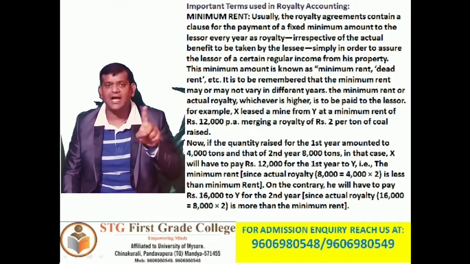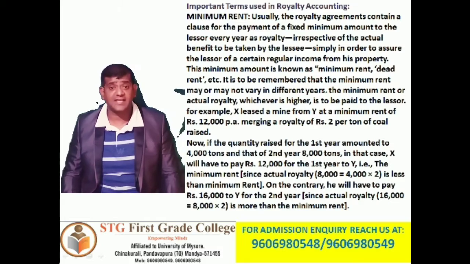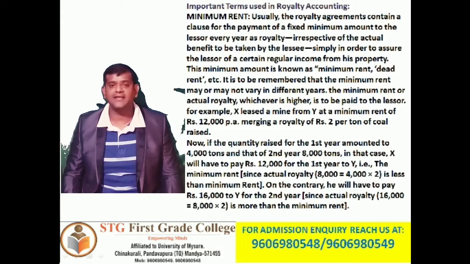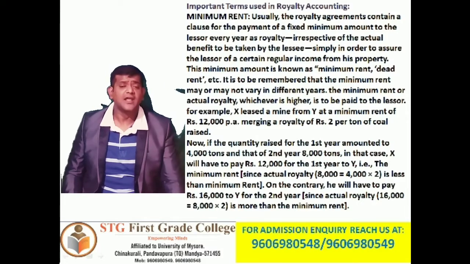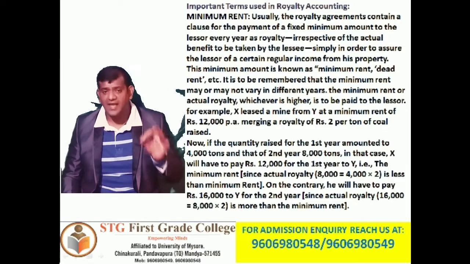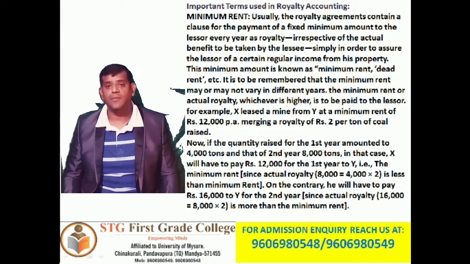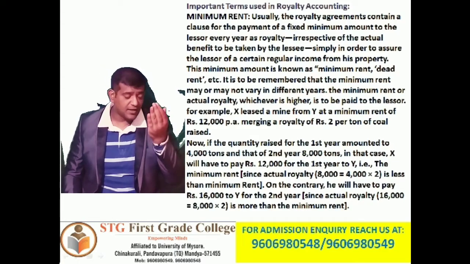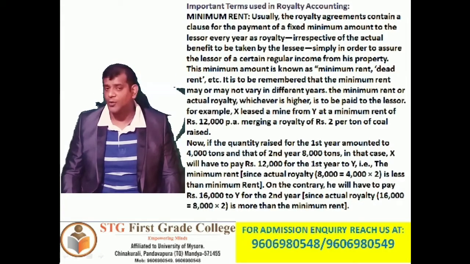X leased a mine from Y. So Y is the owner, Y is the lessor. Clear? Whereas X is the lessee. He has leased a particular mine from Mr. Y on a minimum rent of rupees 12,000, so he has to pay 12,000 as a minimum rent every year. Clear? He has a royalty of rupees 2 per ton of coal mined or raised. So if we produce a ton of coal, he has to pay rupees 2 to the owner.